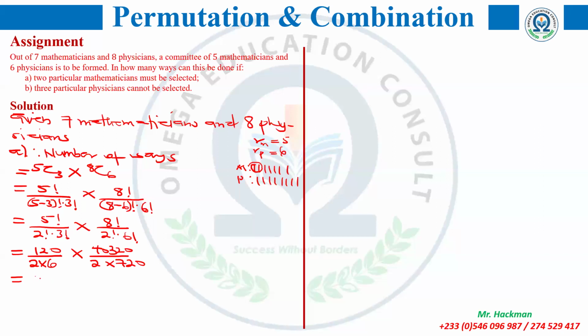10. Okay, then times the result of this using your calculator. 28. So in all, we are going to get 280 ways. Point well made? Yes, please. If this happens to be your rough work, don't forget to strike it out. So that's it for A.